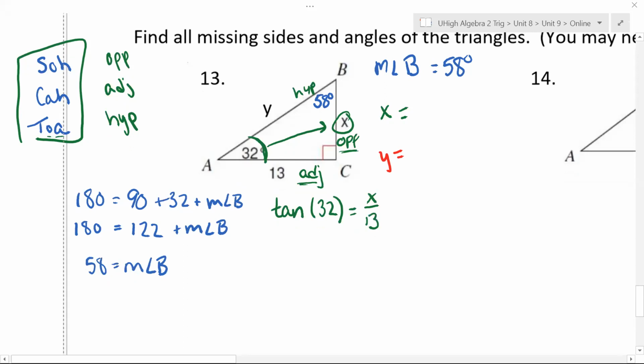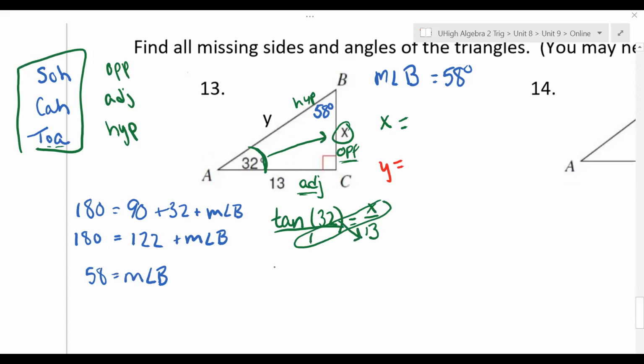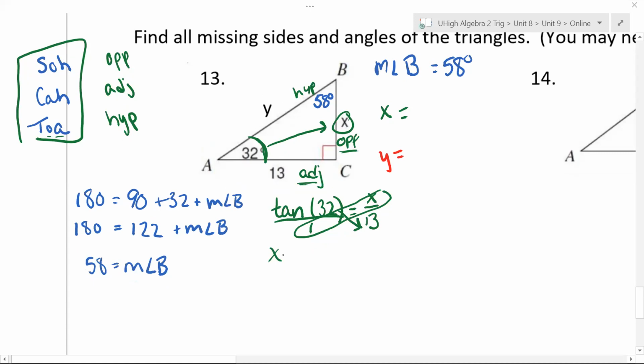So now I want to solve for x. I could think of this in a couple different ways. I could think of this as doing cross products, x times 1 and tangent of 32 times 13, so that's what I'm going to do. So x times 1 is x equals 13 times the tangent of 32. And when you type this into your calculator, you should get, let me just double check myself really quick, 8.1.